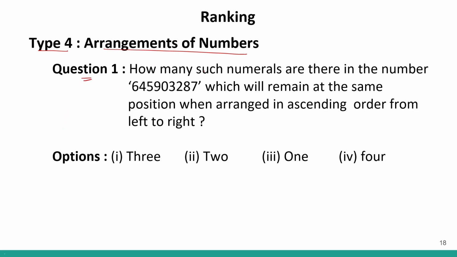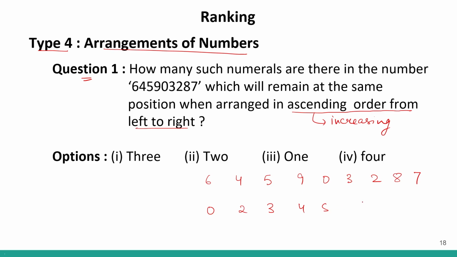Question number 1 says, how many such numerals are there in this number which will remain at the same position when arranged in ascending order from left to right? So ascending order means increasing order, correct? The numbers are 6, 4, 5, 9, 0, 3, 2, 8, 7. Now I have to arrange them in ascending order. So I will get 0, 2, 3, 4, 5, 6, 7, 8 and 9.